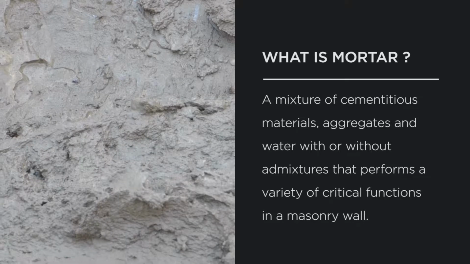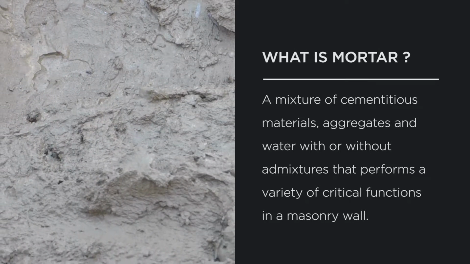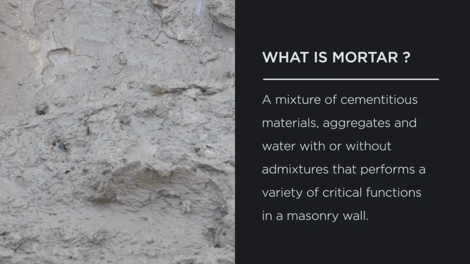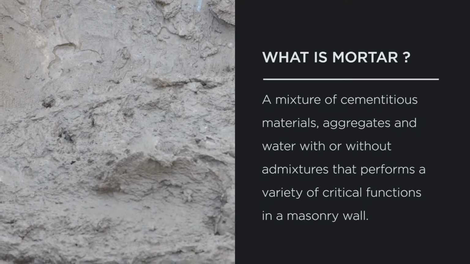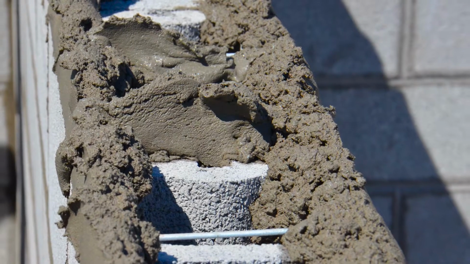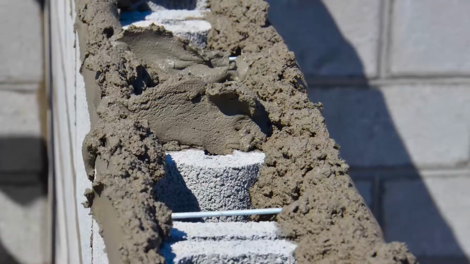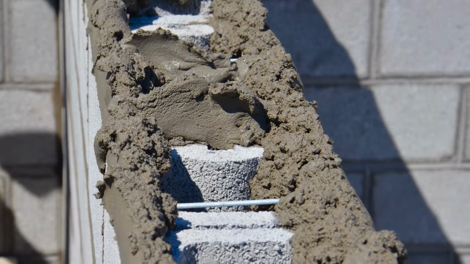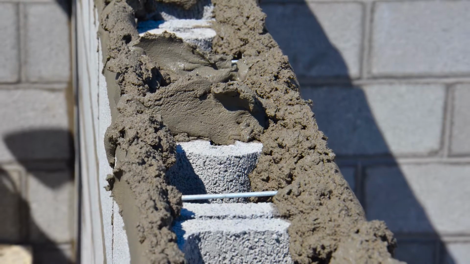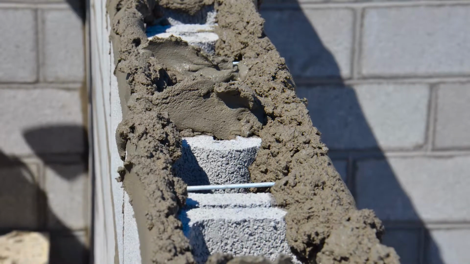What is mortar? Mortar in its purest sense is a mixture of cementitious materials, aggregates, and water, with or without admixtures, that performs a variety of critical functions in a masonry wall. Mortar bonds the masonry units, joint reinforcement, anchors, and accessories together to perform as a single assembly, a masonry wall. It also creates a tight seal between units against the entry of air and moisture.